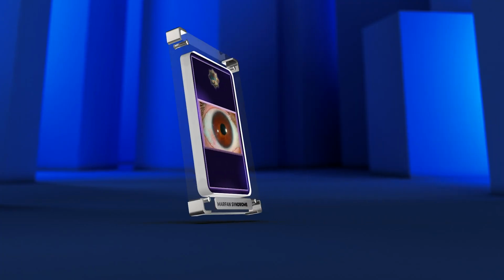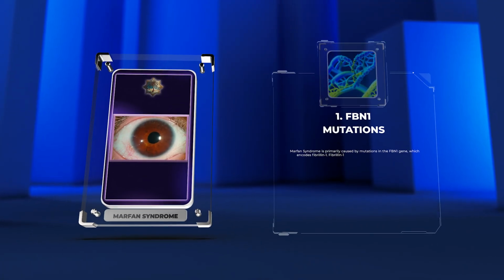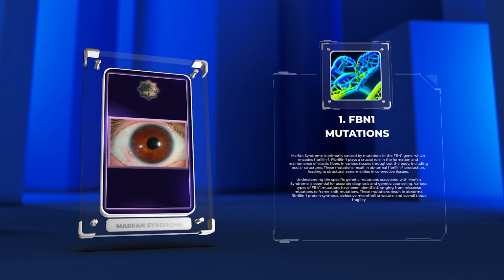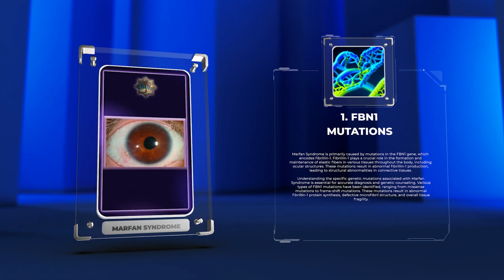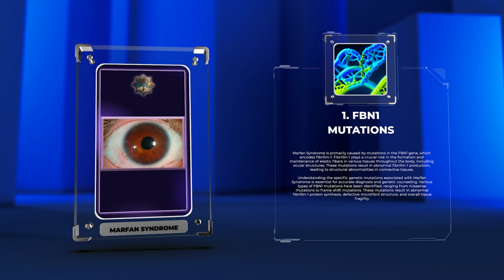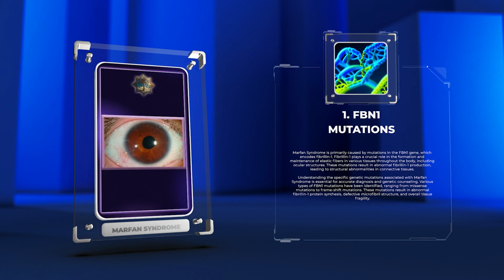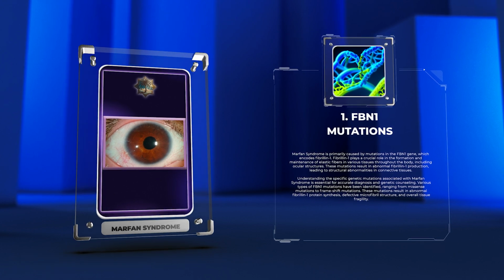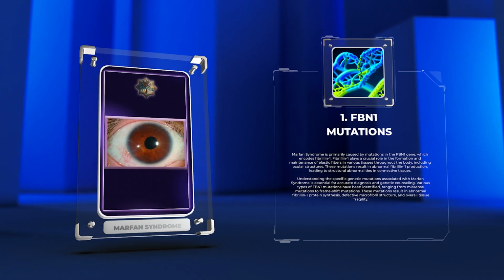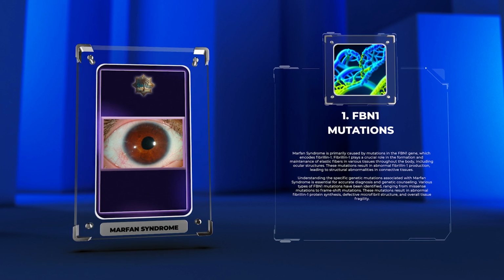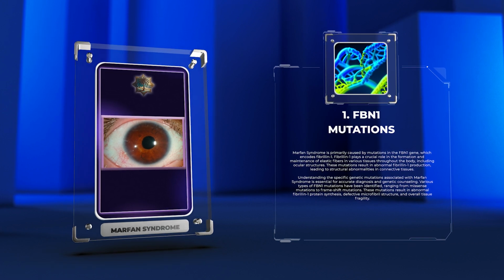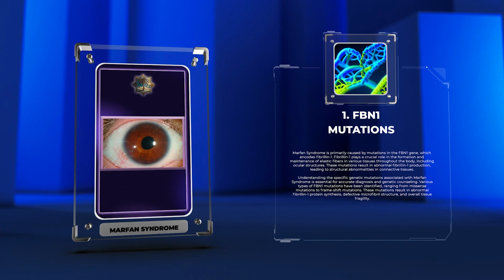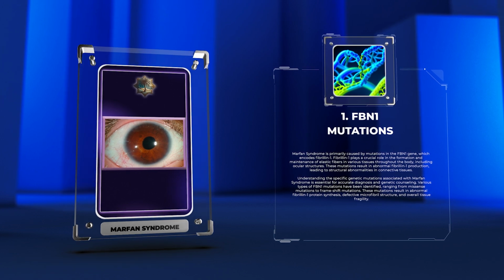Marfan syndrome is primarily caused by mutations in the FBN1 gene, which encodes fibrillin-1. Fibrillin-1 plays a crucial role in the formation and maintenance of elastic fibers in various tissues throughout the body, including ocular structures. These mutations result in abnormal fibrillin-1 production, leading to structural abnormalities in connective tissues. Understanding the specific genetic mutations associated with Marfan syndrome is essential for accurate diagnosis and genetic counseling.